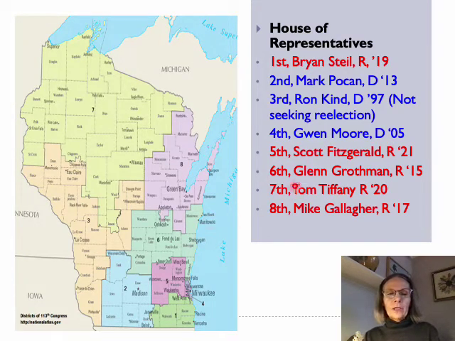If you live in Waukesha or West Bend, it's likely that Scott Fitzgerald is your representative. If you live a little bit north of West Bend, it's possible that Glenn Grothman is your member of the House. And if you live down here in the Racine-Kenosha area, then it's possible that you live in the 1st Congressional District and Brian Steil could be your representative.